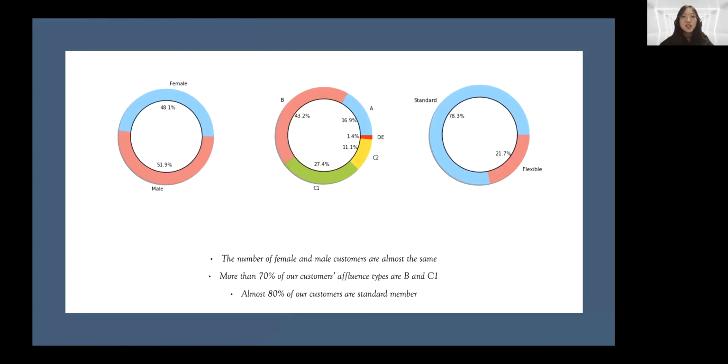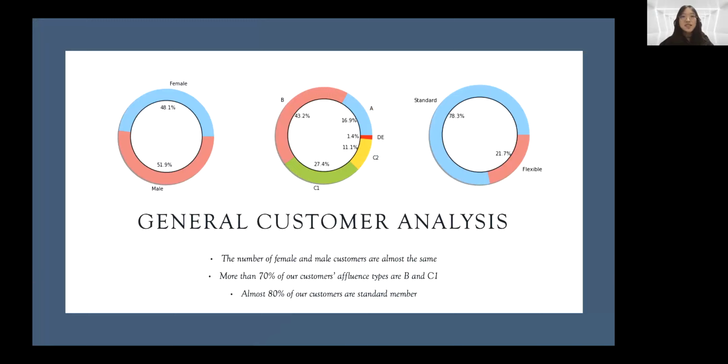Next is general customer analysis. Based on the data we have so far, we can see that first, the gender distribution of our customers is almost the same. Second, the majority of our customers are middle class, as we can see from the affluence chart. Third, almost 80% of our customers are senior members, which means our client needs to pay more attention to this kind of customers.